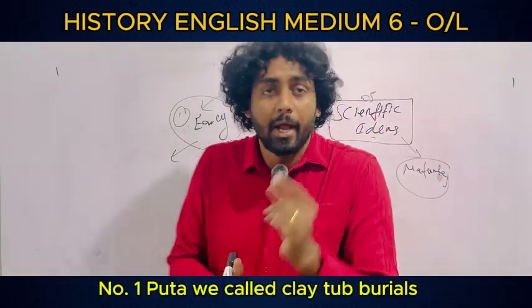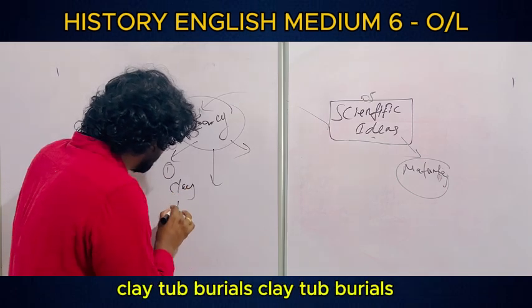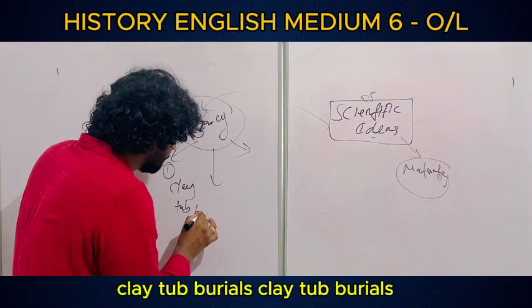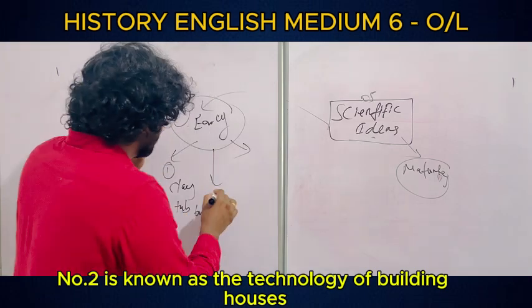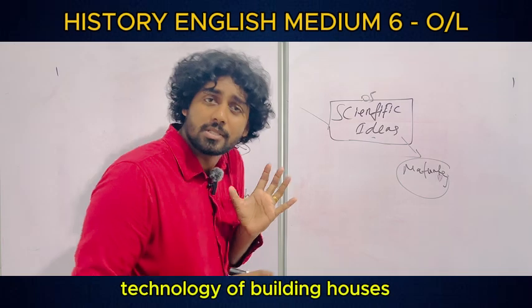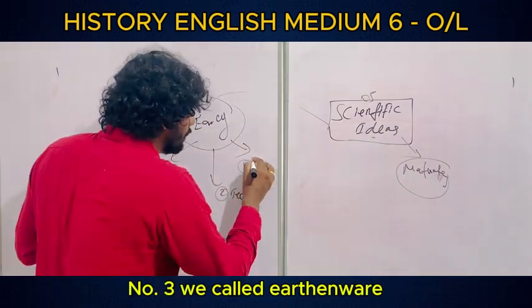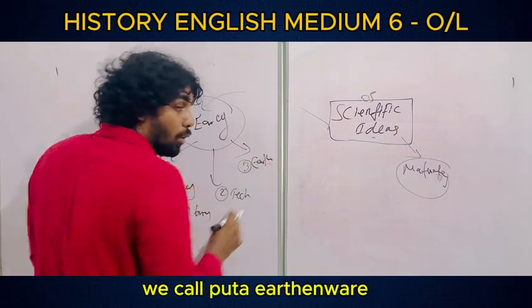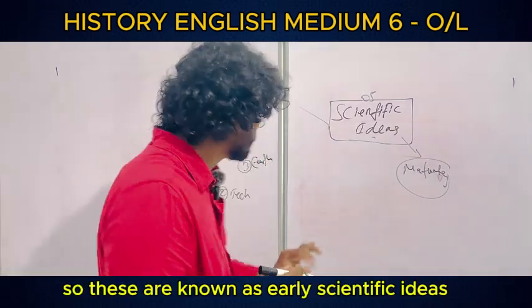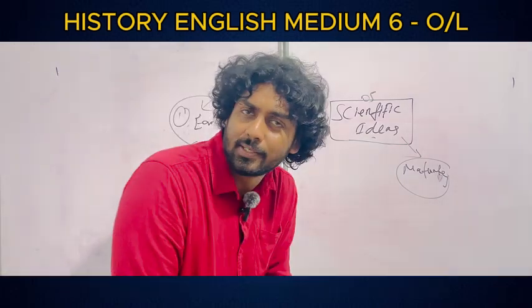Number one we call clay tub burials. Number two is known as the technology of building houses. Number three, we call earthenware. So these are known as early scientific ideas.